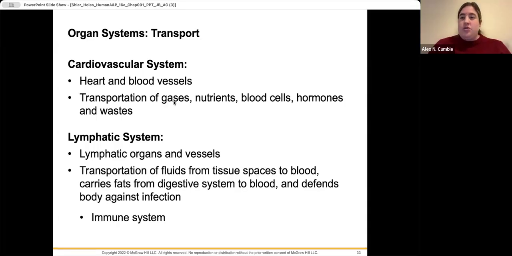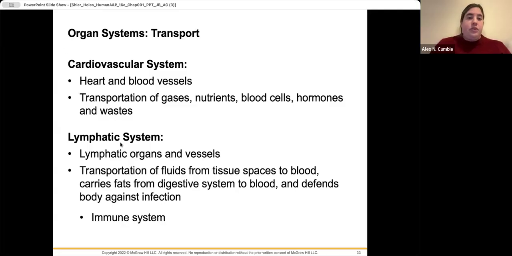Transportation of gases. We transport nitrogen, oxygen, and carbon dioxide throughout the body. We transport nutrients. We transport blood cells to different areas. This is not just red blood cells showing up and dropping off oxygen and picking up carbon dioxide. This is also white blood cells helping with your immune function, as well as platelets helping with blood clotting. Hormones take their travel through the bloodstream. And then we also have waste that travels through the bloodstream until it is filtered out at some sort of organ.